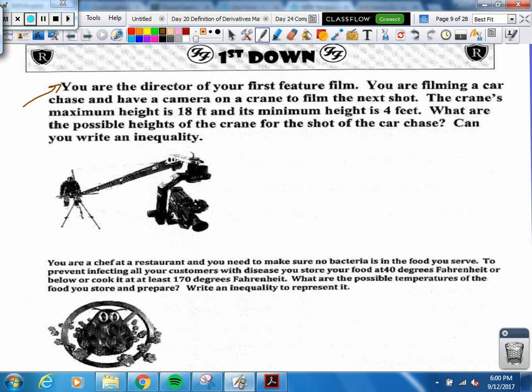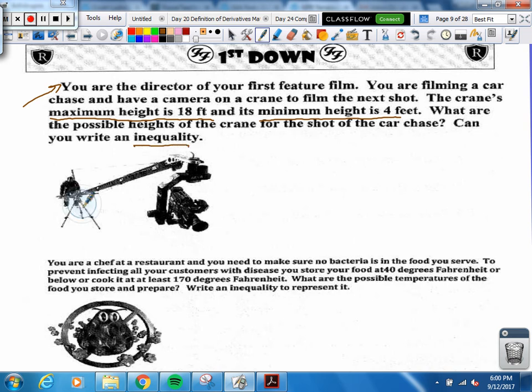You're a director of your first feature film. You are filming a car chase, and you have a camera on a crane to film the next shot. The crane's maximum height, that's important, let's underline that, do that with me, is 18 feet, and its minimum height is 4 feet. What are the possible heights of the crane for the shot of the car chase? Can you write an inequality?